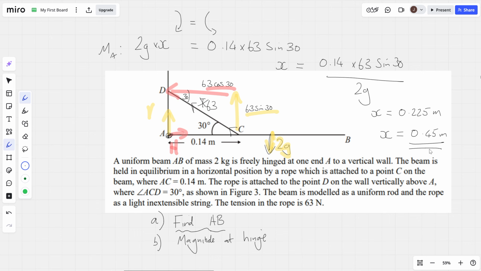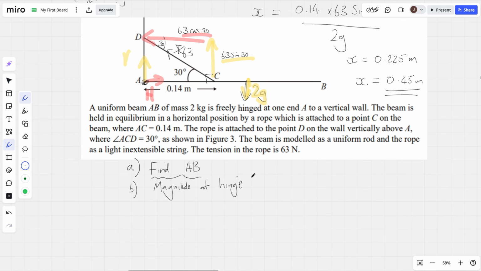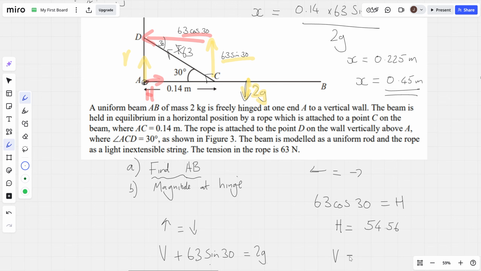And then what we're doing next, we're doing the up, the down, the left, the right, etc. for part B. So the magnitude at the hinge, well, I haven't done my left, right, up, down equations yet, have I? So they're going to be quite useful. So I can say that 63 cos 30 will be equal to H, which is just the number that I've got there straight away. So H is equal to 54.56 is what I have written down. And then the up, down is V. V plus 63 sine 30 equals 2G. That's a number, so you can get V on its own just by taking away and working it out on a calculator. There I've got 11.9 written down.